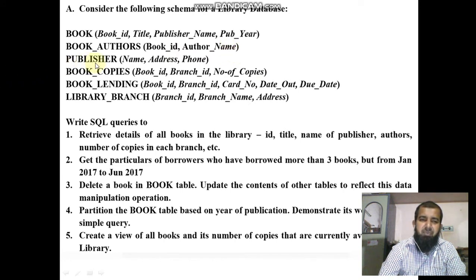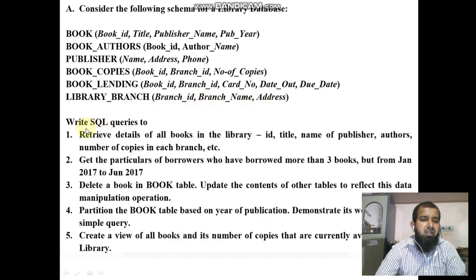The third one is publisher. It contains the fields name, address and phone. The fourth table is book copies. It contains the column names: book ID, branch ID and number of copies. Next is book lending. It contains the column names or field names: book ID, branch ID, card number, date out and due date. And the last table is library branch: branch ID, branch name and address.